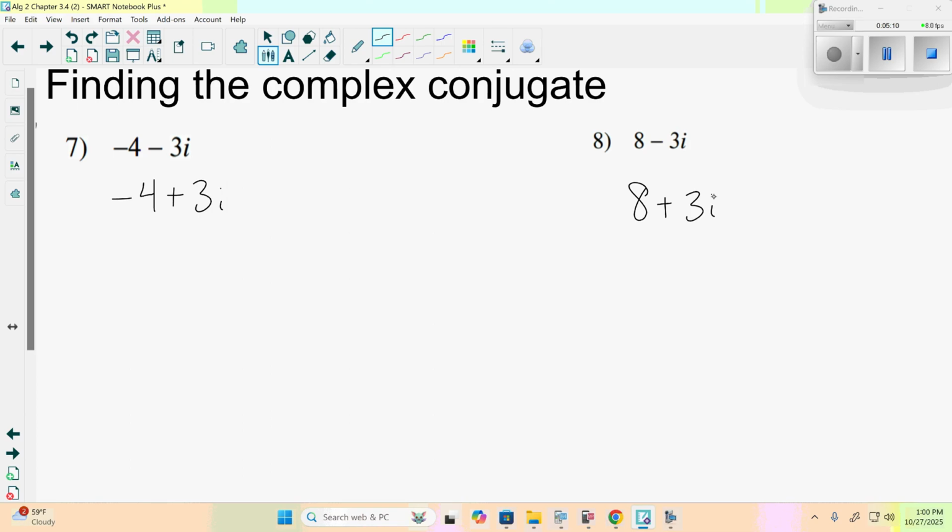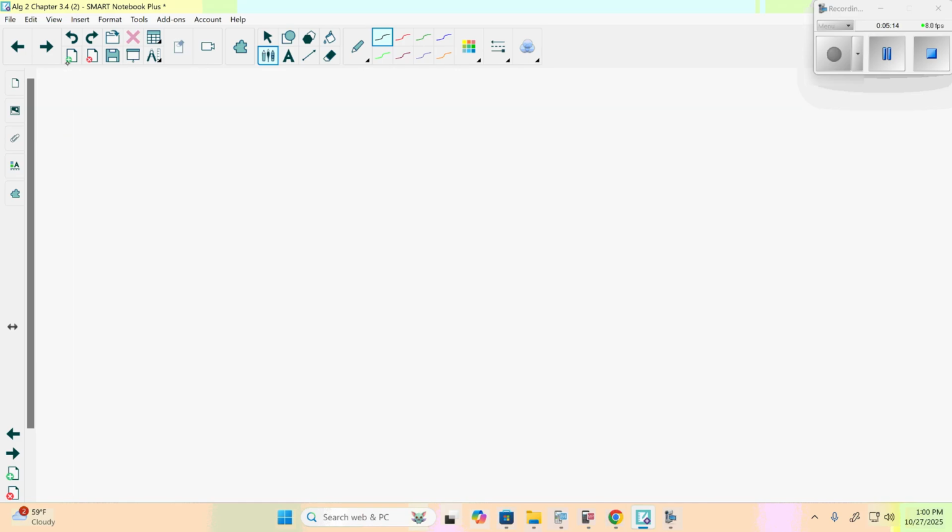Questions on complex conjugates? Let's look at two extras. Let's say negative 16i. What would its complex conjugate be? It would be 16i, because really we can consider it 0 minus 16i. So the complex conjugate would be 0 plus 16i. So we have this here. What would the complex conjugate of 9 be?